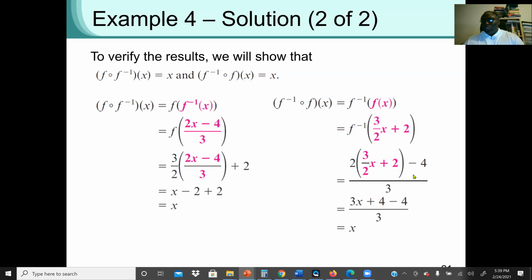So we solve all this, and after all the arithmetic operations, we get x. Okay, so we are right. The original answer we got for the inverse of the function, which is (2x - 4)/3, is correct because both composites give us x.